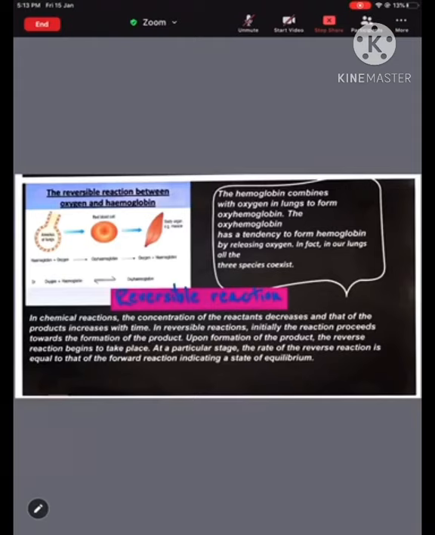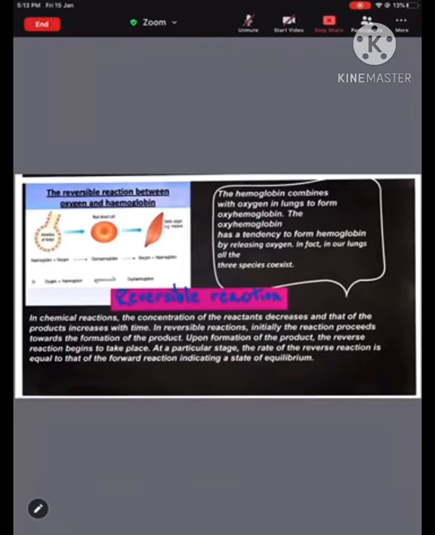In chemical reactions, the concentration of the reactants decreases and that of the products increases with time. So in a reversible reaction, what happens? Initially, the reaction proceeds and the formation of the product happens.